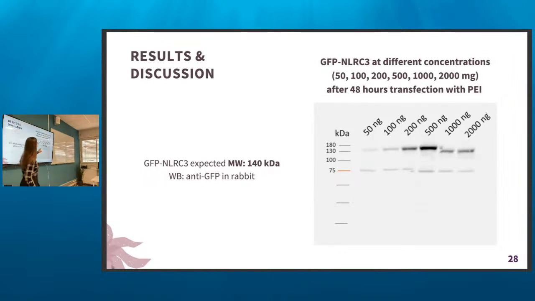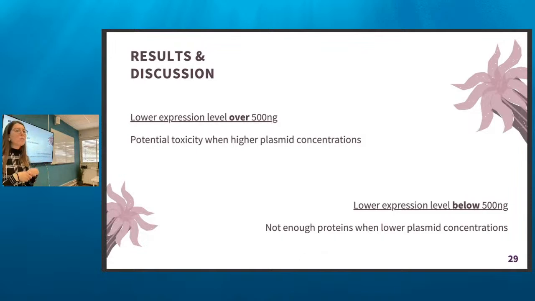In fact, 500 nanograms is again the best concentration to use. Over 500 nanograms, we saw in both scenarios that the expression level was lower, and we hypothesized that a higher plasmid concentration could have a toxic effect in the cells. Below 500 nanograms, the expression level was again lower, so we hypothesized that a lower plasmid concentration could not provide enough material for the cells to express the protein.